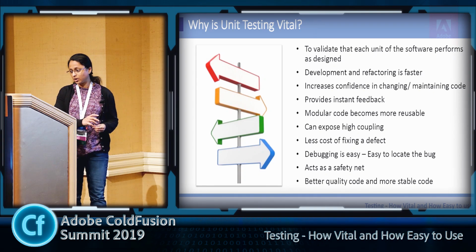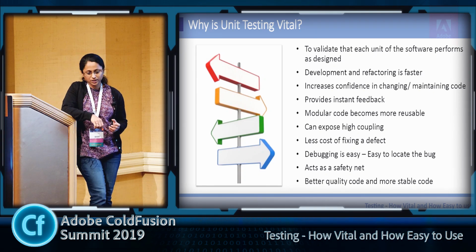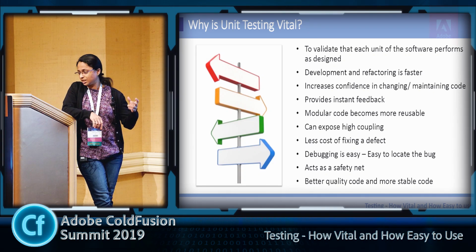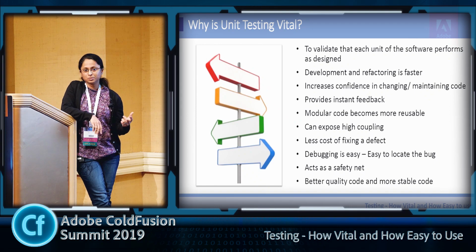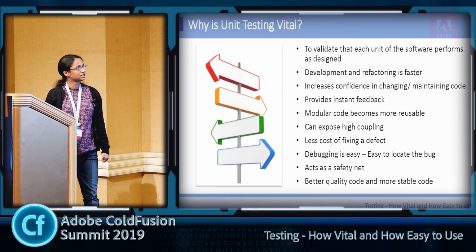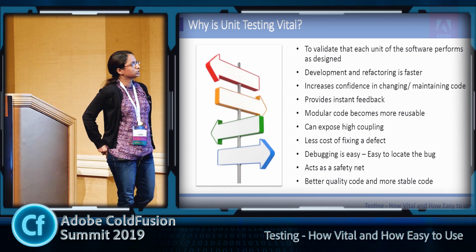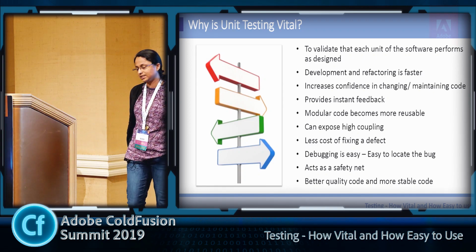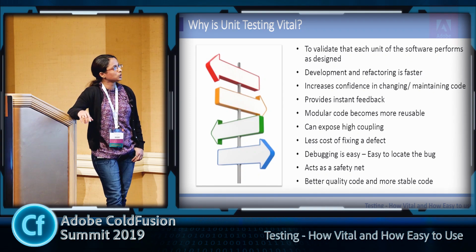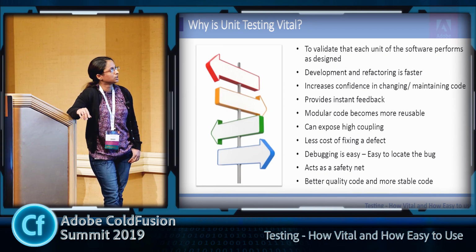If you have your automated unit testing in place, you can set up a Jenkins pipeline, and on each build you can run these unit tests, and if something fails, you will know right away what needs to be fixed. So they give us instant feedback, and because of that, it increases our confidence when we are changing the code or when we are maintaining the code.